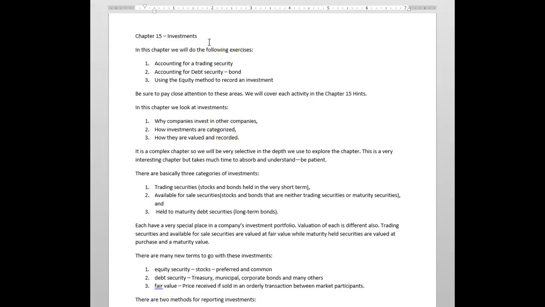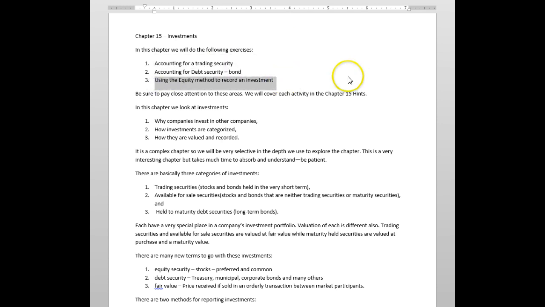Here we are at Chapter 15, Investments, which is the flip side of what we did with long-term liabilities last week. In this chapter, we're going to look at and do the following exercises. As we go through all of this, be sure you pay close attention to accounting for a trading stock, or a security, which is actually a stock, accounting for a debt security, which is a bond, and using the equity method to record an investment, which is this one right here.